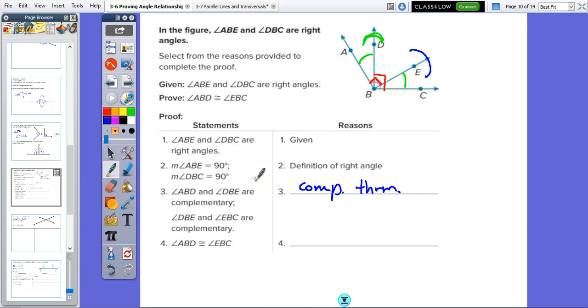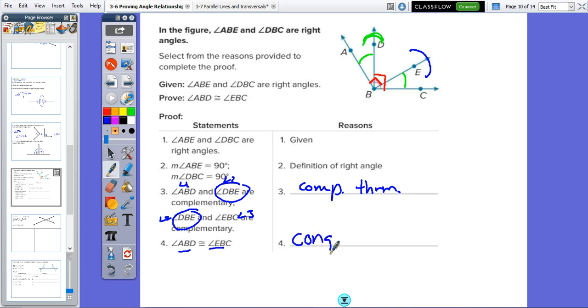Okay, now this is where the magic happens. If you look at this, ABD, so this angle, and DBE, they make 90 degrees. So this angle and this angle make 90 degrees. Well, then that same angle makes 90 degrees with a whole other angle. So kind of going back to the angle 1 plus angle 2 business, and then angle 2 plus angle 3 right here. If I know that two separate angles make 90 degrees with the same one angle, then what was the relationship to each other? They were congruent.